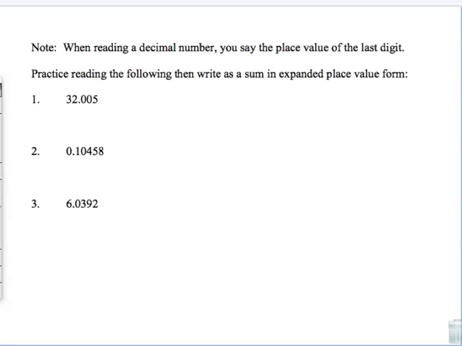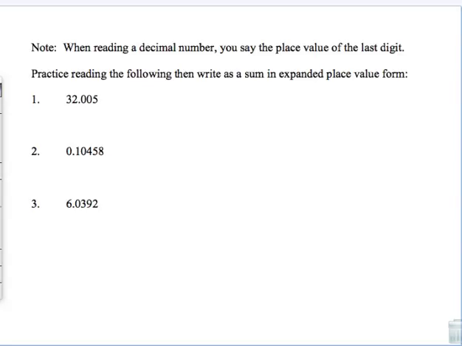And so on number 1, I think about the 5. The 5 is going to name the number. The place value that 5 is in is the thousandth spot. So that number is 32, and that decimal point is named by the word and. So it's 32 and 5 thousandths. And so we're going to practice reading these. We're going to write them in expanded place value form as well as in word form.